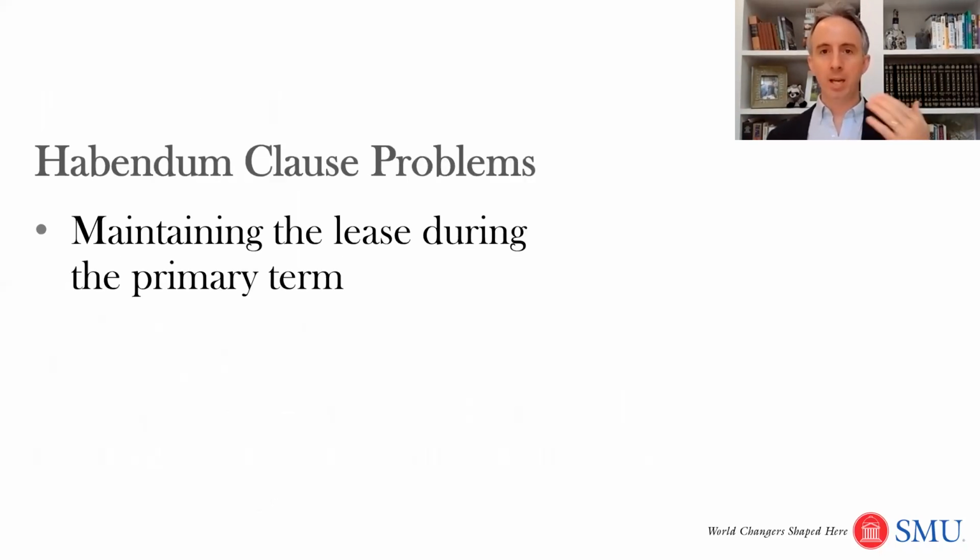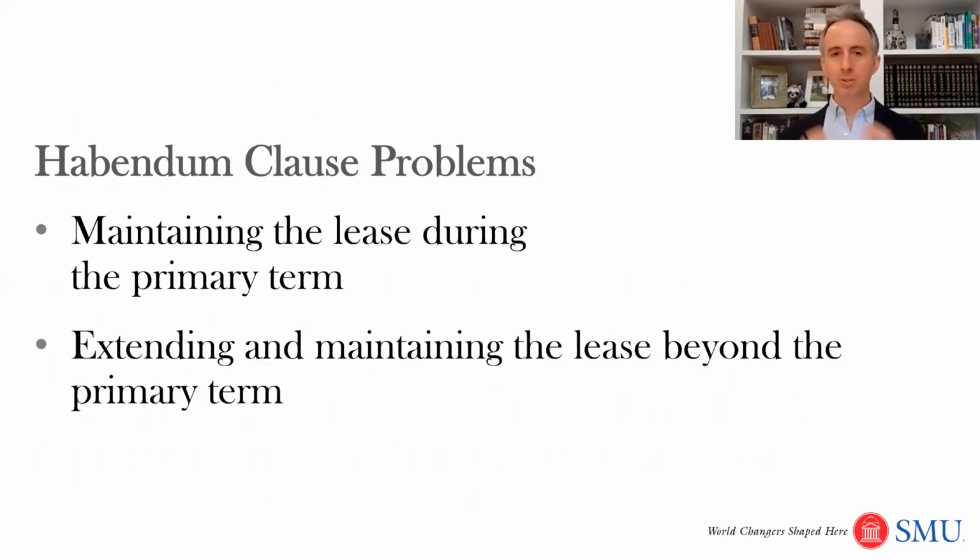So what are some of the big Habendum clause problems? Well, one is, how do you maintain that lease during the primary term? And we'll see it can be more complicated than you'd think. If you just read your lease, you might say, well, look, I've got 5 years to drill, so if the first couple of years I don't do anything, no big deal. What we'll see is it's more complicated than that.